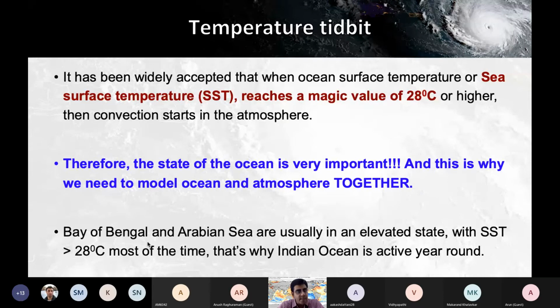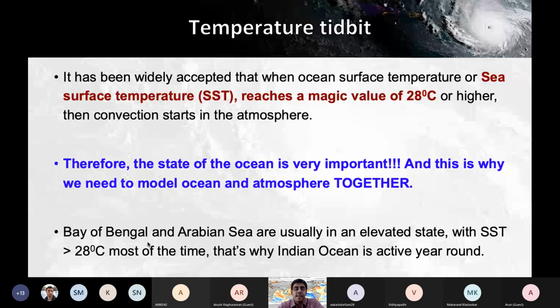And once convection starts, that means the low pressure is highly likely to form. Okay. This is the reason why atmosphere and ocean have to be modeled together. We cannot just look at atmosphere as a standalone system, because the boundaries are seamless in the sense that there are no boundaries. So ocean and atmosphere interact with each other. That's why the temperature of the ocean is a very, very important aspect.